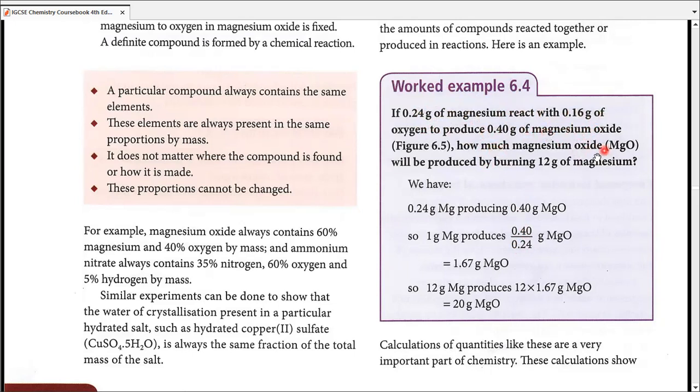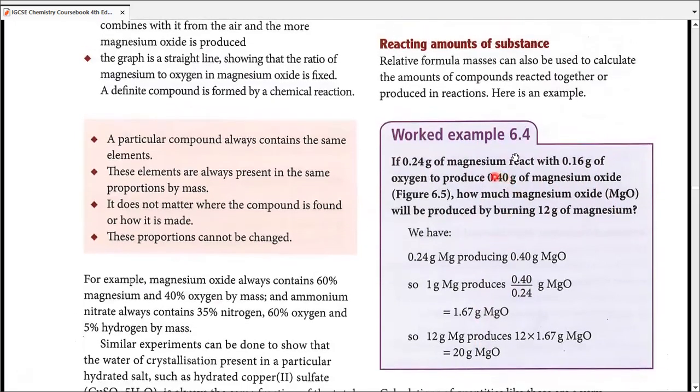Now, how much magnesium oxide will be produced by burning 12 grams of magnesium? Now, they solved this question, but before I get to it, I'm going to prove one more point. Take a look at this. They say that magnesium reacts with oxygen and they produce magnesium oxide. Okay. Now try and understand the point.